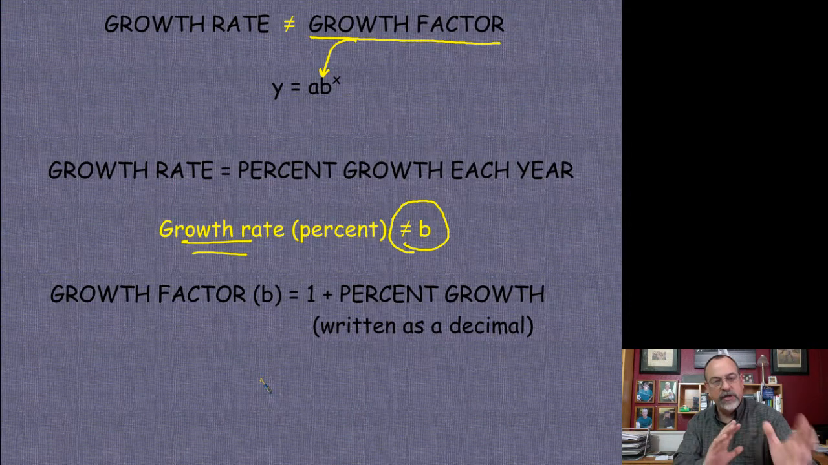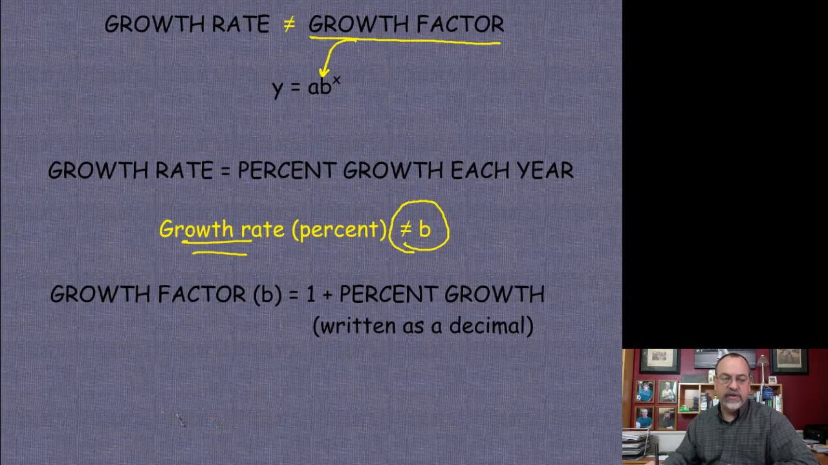But anyways, the growth rate is not the growth factor. The letter b represents the growth factor, not the growth rate. In order to determine the growth factor, you need to add 1 to the growth rate. So the growth factor, or b, is equal to 1 plus the rate of growth, written as a decimal. So if the rate is 10%, you write that as a decimal, you add 1 to it, and then that's the value that goes in for b.